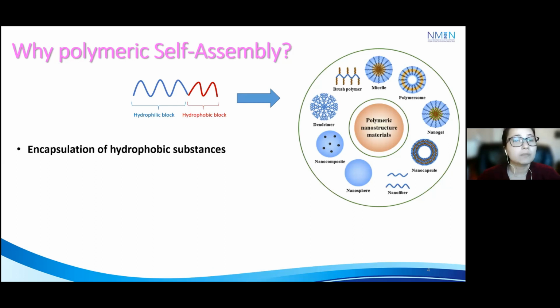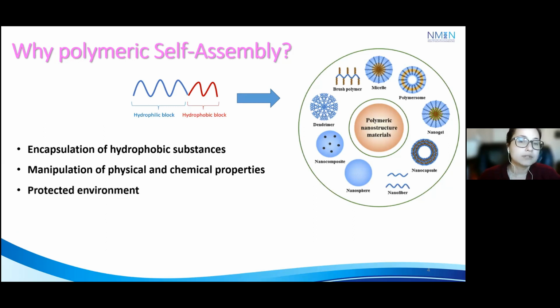So why use polymeric self-assembly? You can encapsulate hydrophobic substances due to the hydrophobic block. You can manipulate the physical and chemical properties of the polymer self-assembly through different block sizes and chemical properties of the block polymers, and create a protective environment that can increase blood circulation in the body. And you can also change it chemically to have a response via passive or active targeting on your cellular uptake.